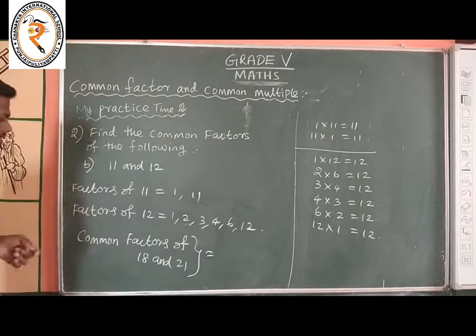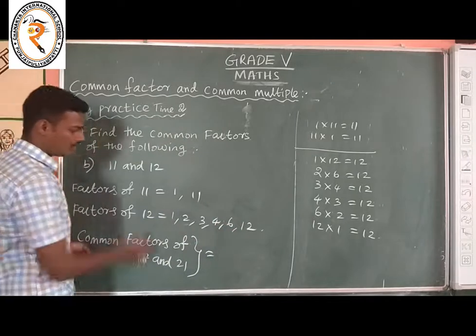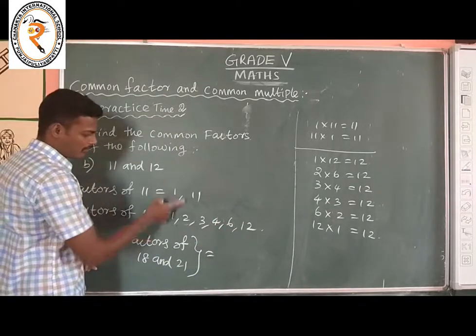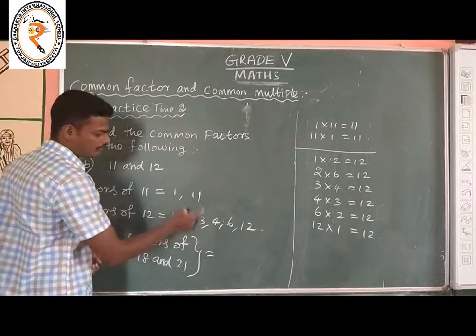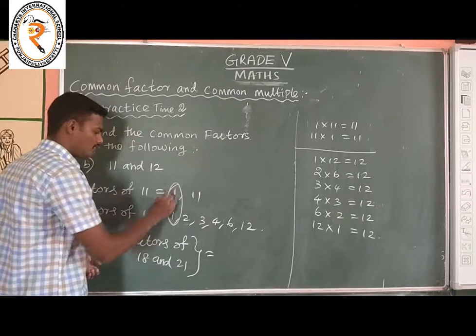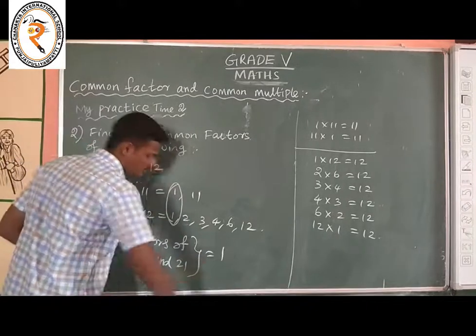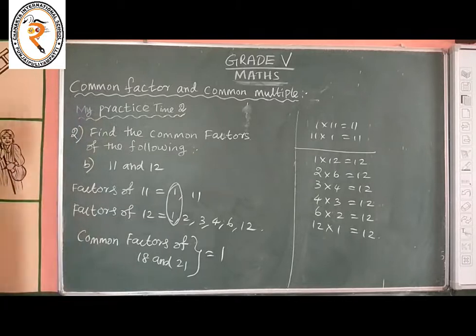So common factors of the two numbers. Comparing the factors, 1 is common. Therefore, our answer is 1.